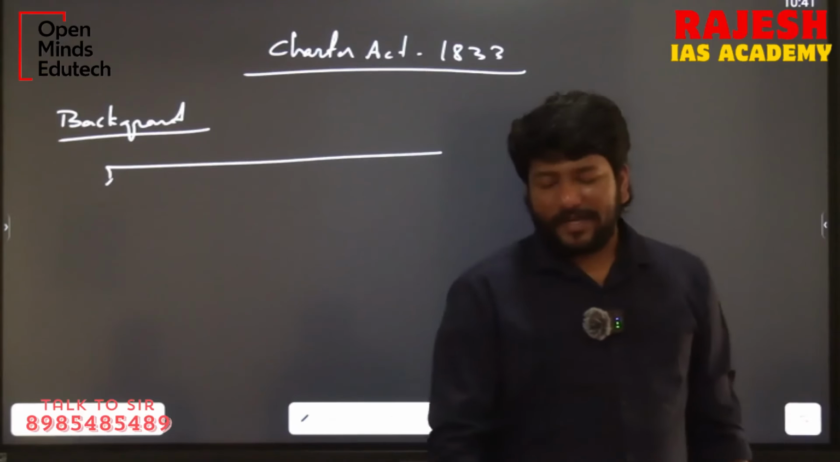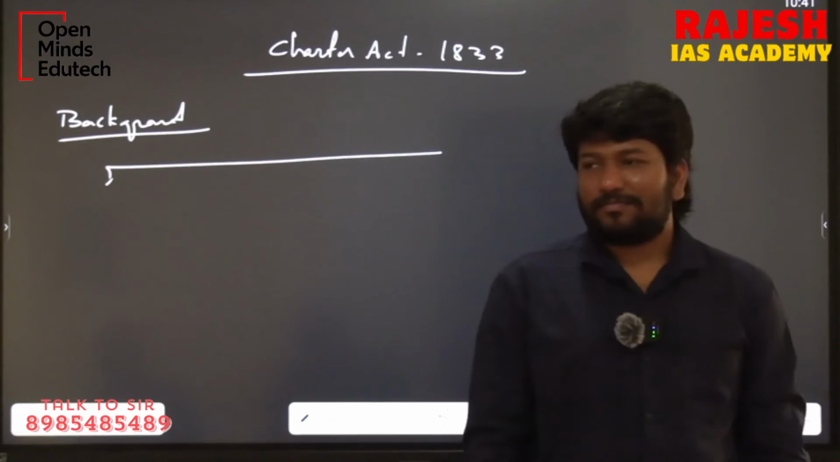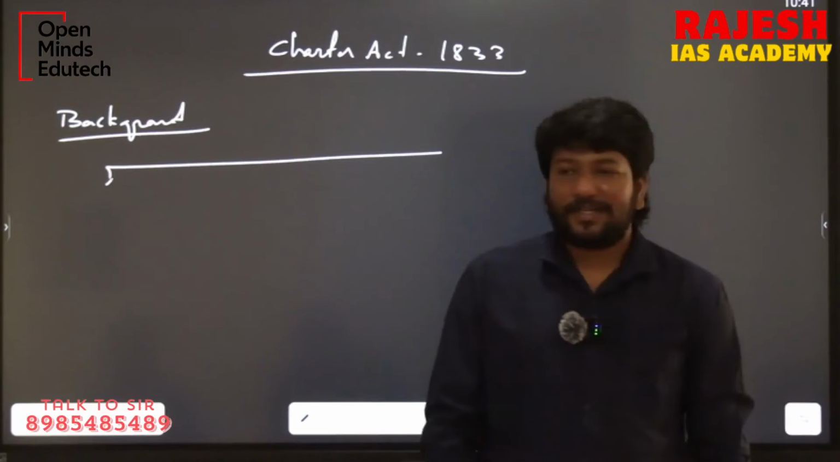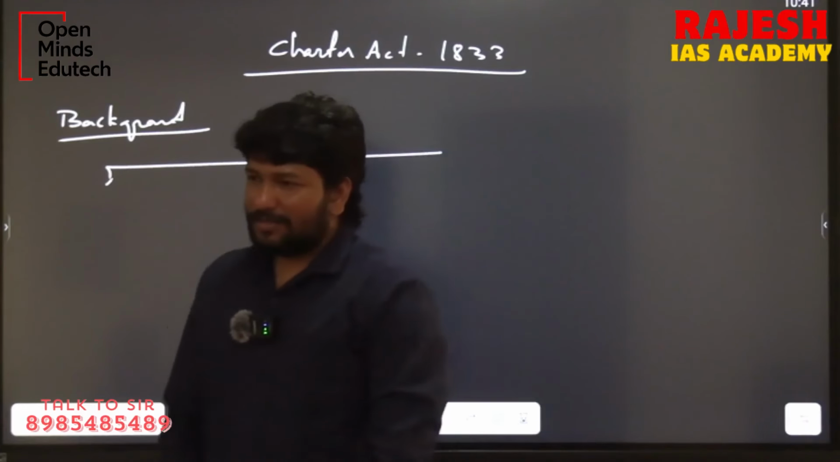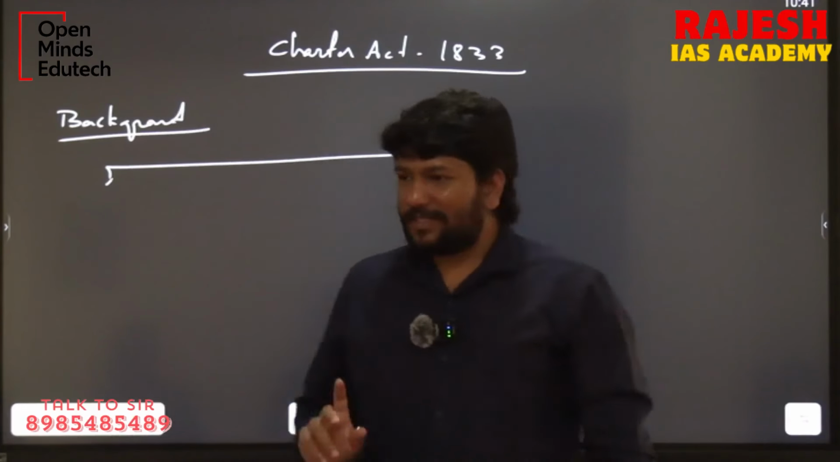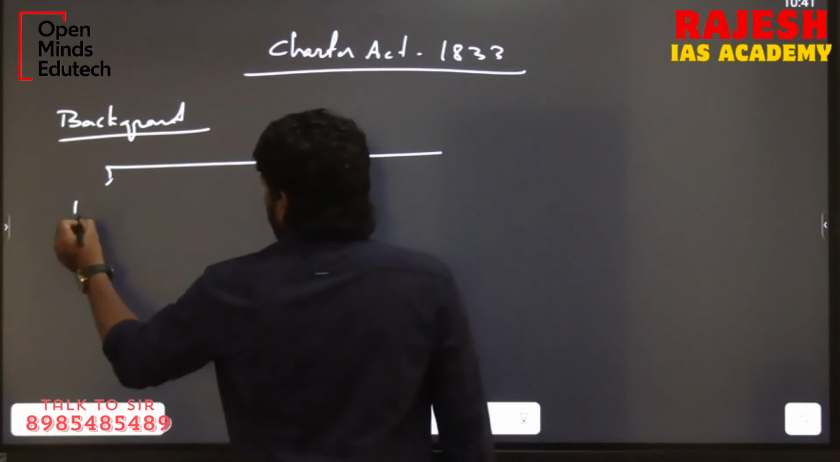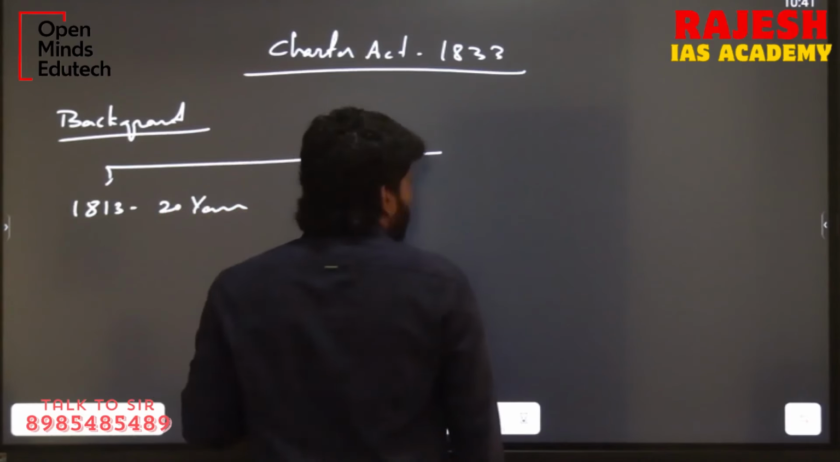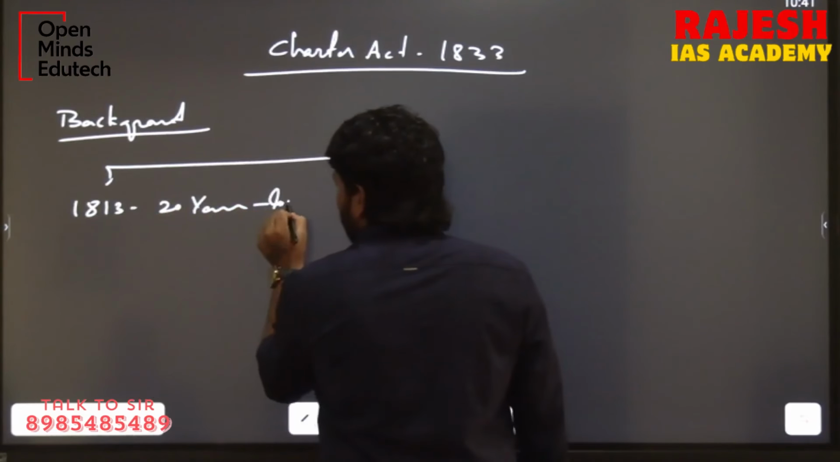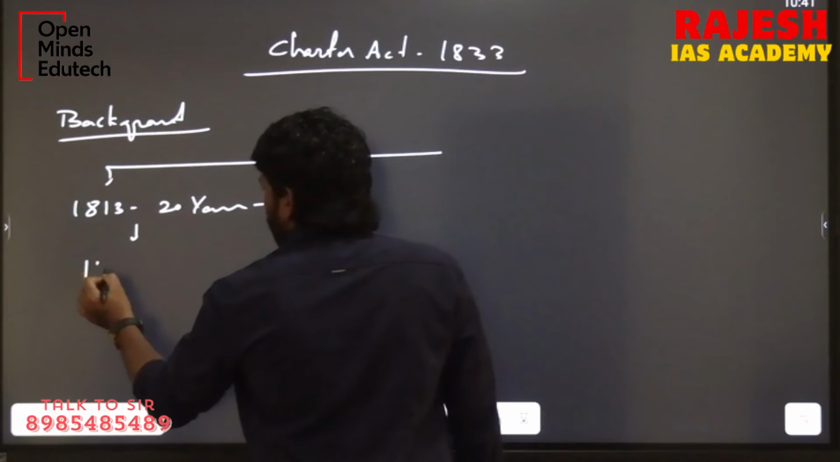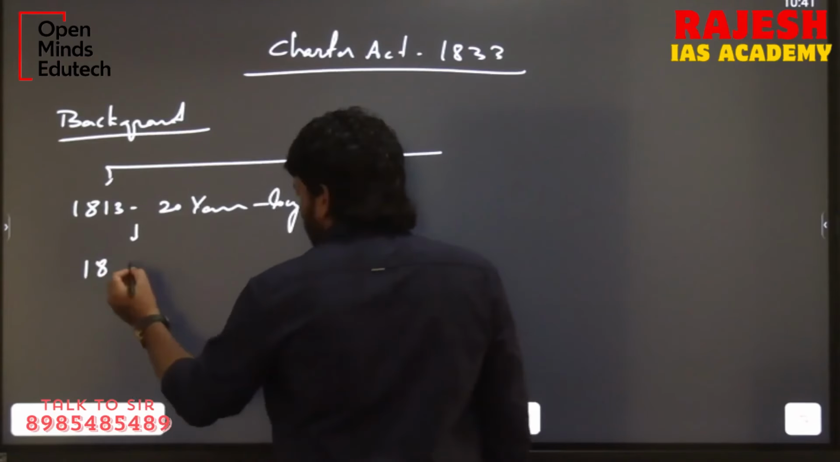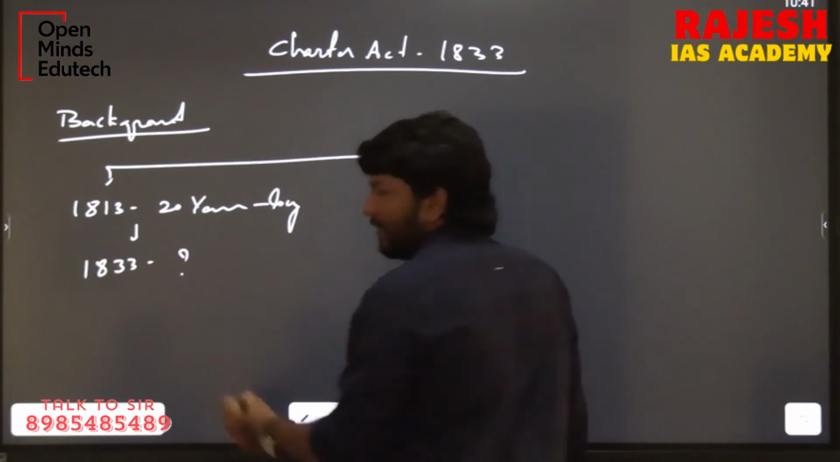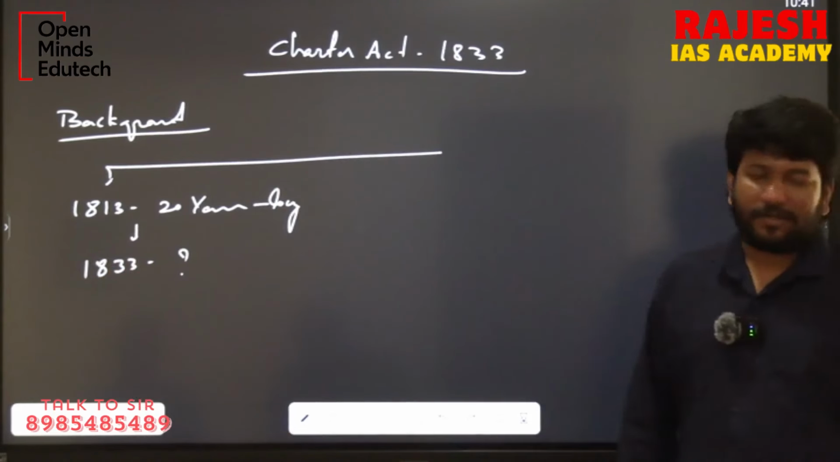First one. Were there any drawbacks in the 1813 Act? No drawbacks. Then why this act? Because the 20 years of loyalty ended. Now, will the loyalty continue or will it change? They have to take the decision.